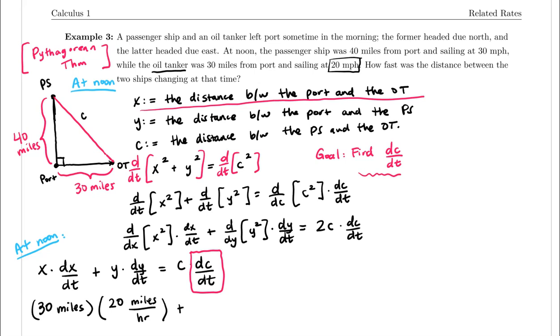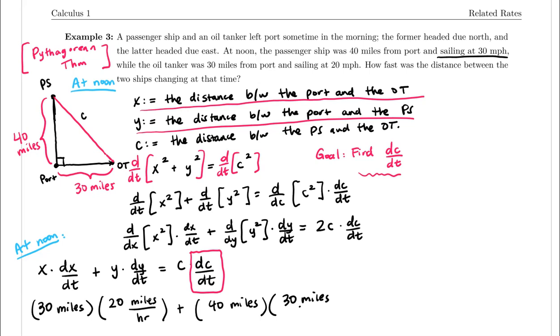Now I'd like to find the y value. And the y value, it says, is the distance between the port and the passenger ship. So that's what y represents. And at noon, we see that that vertical distance was 40 miles. And then we want to multiply this by dy/dt, which represents the rate of change over time of the vertical distance. In other words, that's the speed of the passenger ship, which it says is sailing at 30 miles per hour. So I'm going to put 30 miles per hour here, and this is equal to.